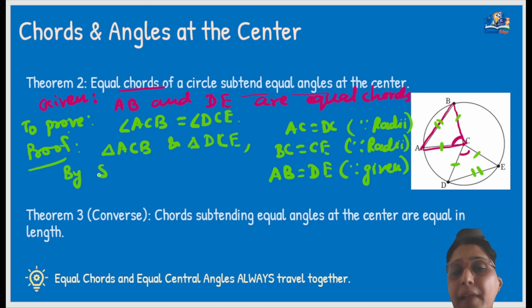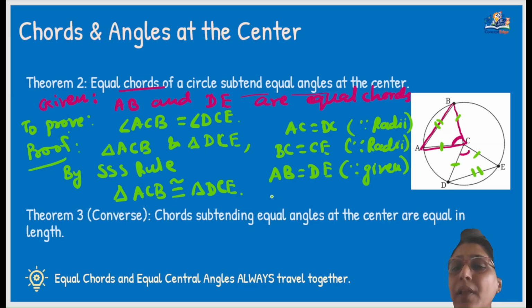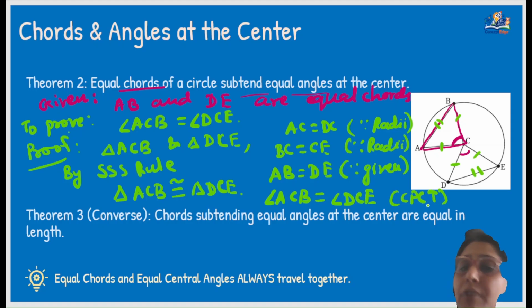So, by the SSS rule, triangle ACB is congruent to triangle DCE. And by CPCT, I can say that angle ACB equals angle DCE. This is by CPCT, congruent parts of congruent triangles. So, this is how we get that the angles subtended by equal chords are equal.